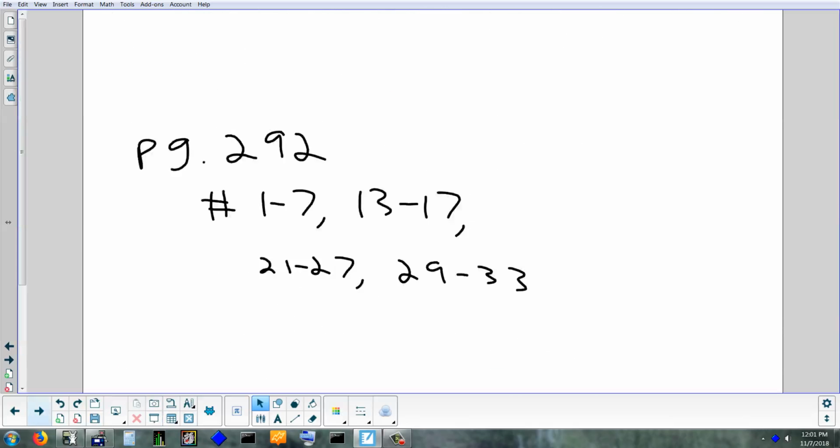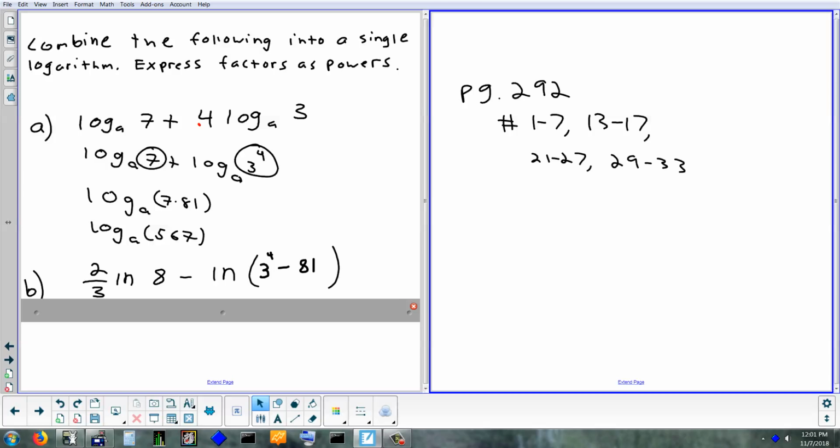So homework, page 292, 1 through 7, 13 to 17, 21 to 27, and 29 to 33. So today, notice we didn't focus on anything with graphs. Tomorrow, we'll do a little bit with graphing on logs, and maybe solving some other kinds of equations.